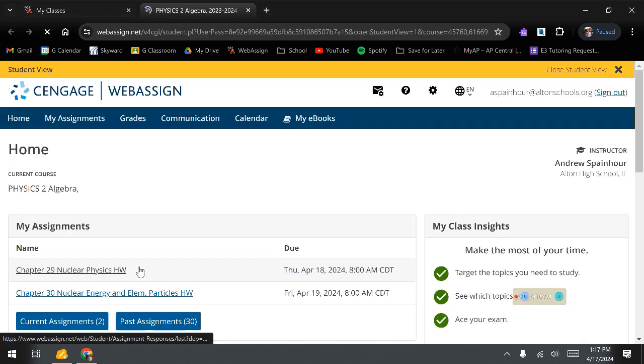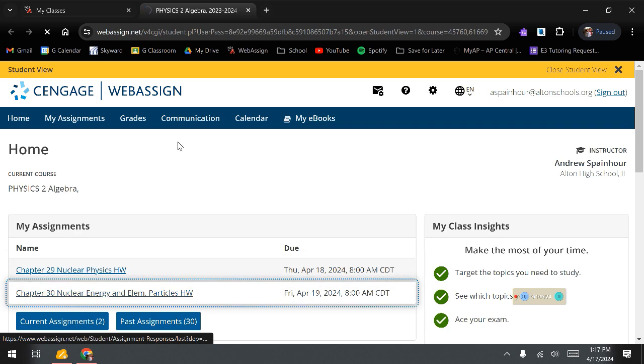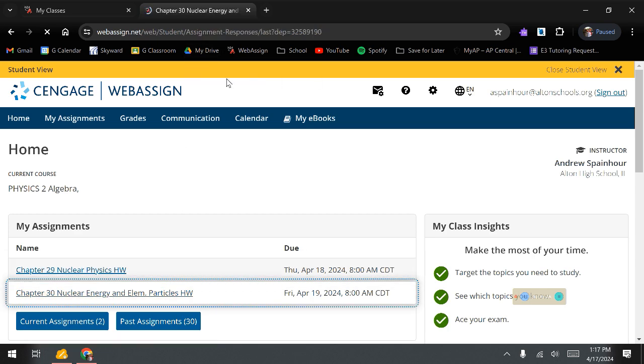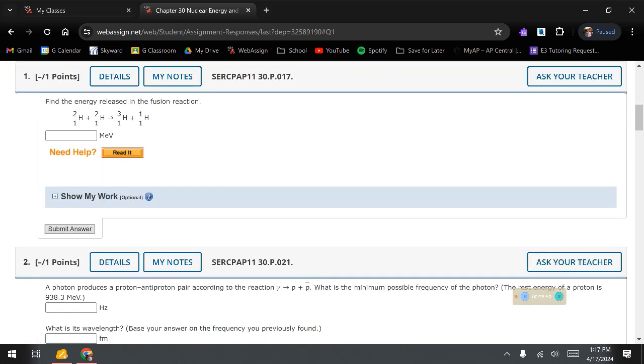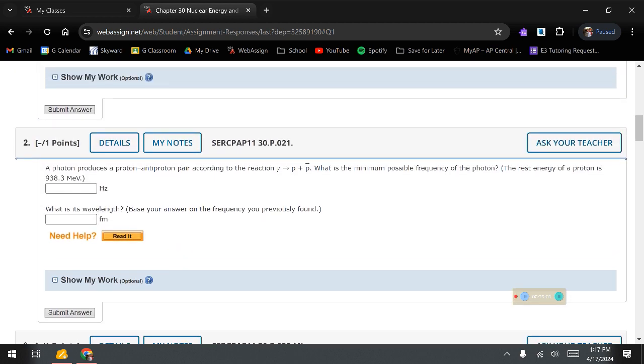All right. Chapter 30, nuclear energy and elementary particles. Just so you can feel at ease, look at number 1 here real quick. Find the energy released in a fusion reaction. What is that? That is just the Q value, right? So that is the difference in mass, find Q, just like you have been. A photon gets produced in the proton-antiproton reaction according to this particular equation. What is the minimum possible frequency of that photon?